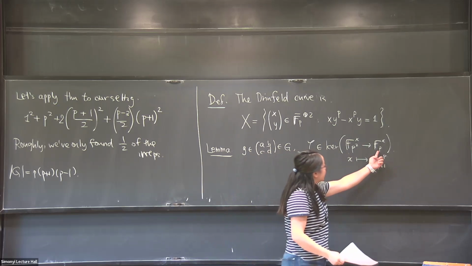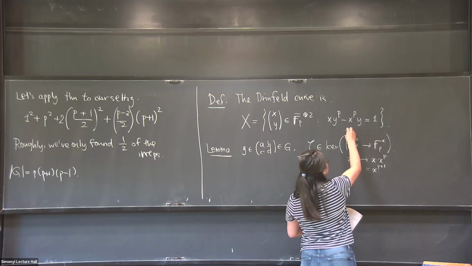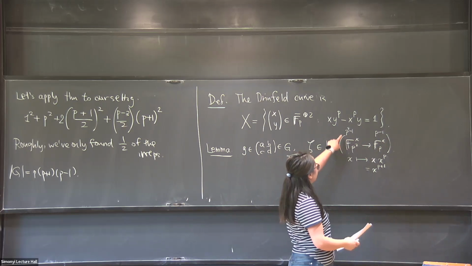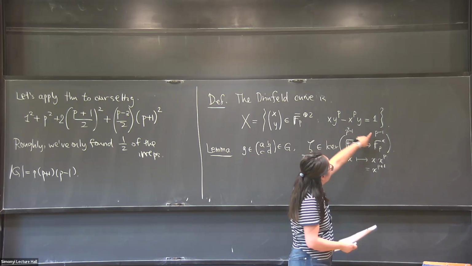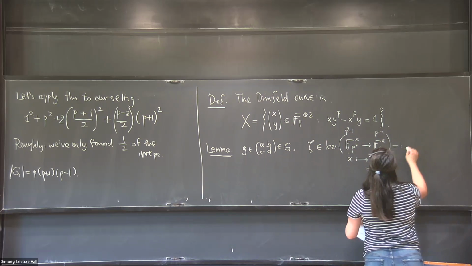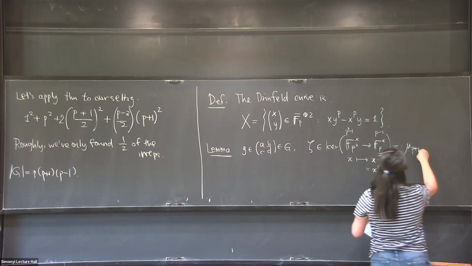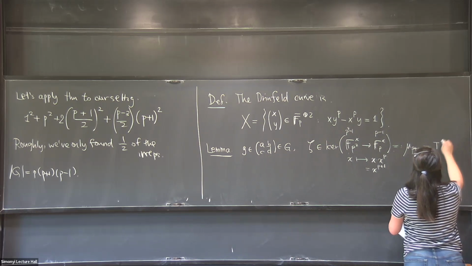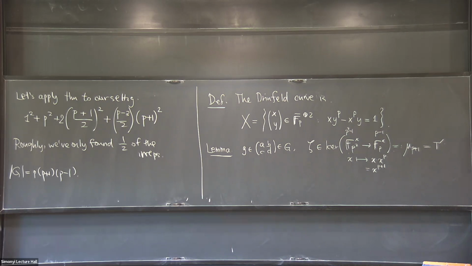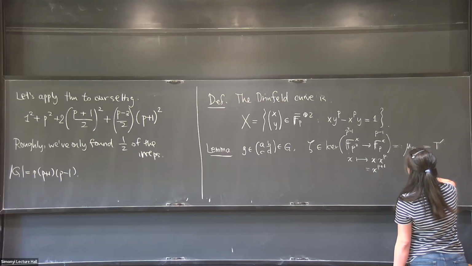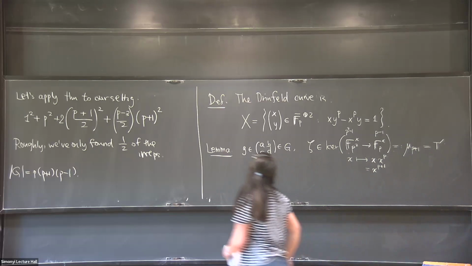This map is surjective, and the source has p squared minus 1 elements, while the target has p minus 1 elements. So the kernel has size equal to this number divided by this number, so it has size p plus 1. I'll call this mu_{p+1}, for p plus 1 roots of unity, but I'll also call it T prime. T stands for torus, and it's prime because it's not the same as the previous one we wrote down.